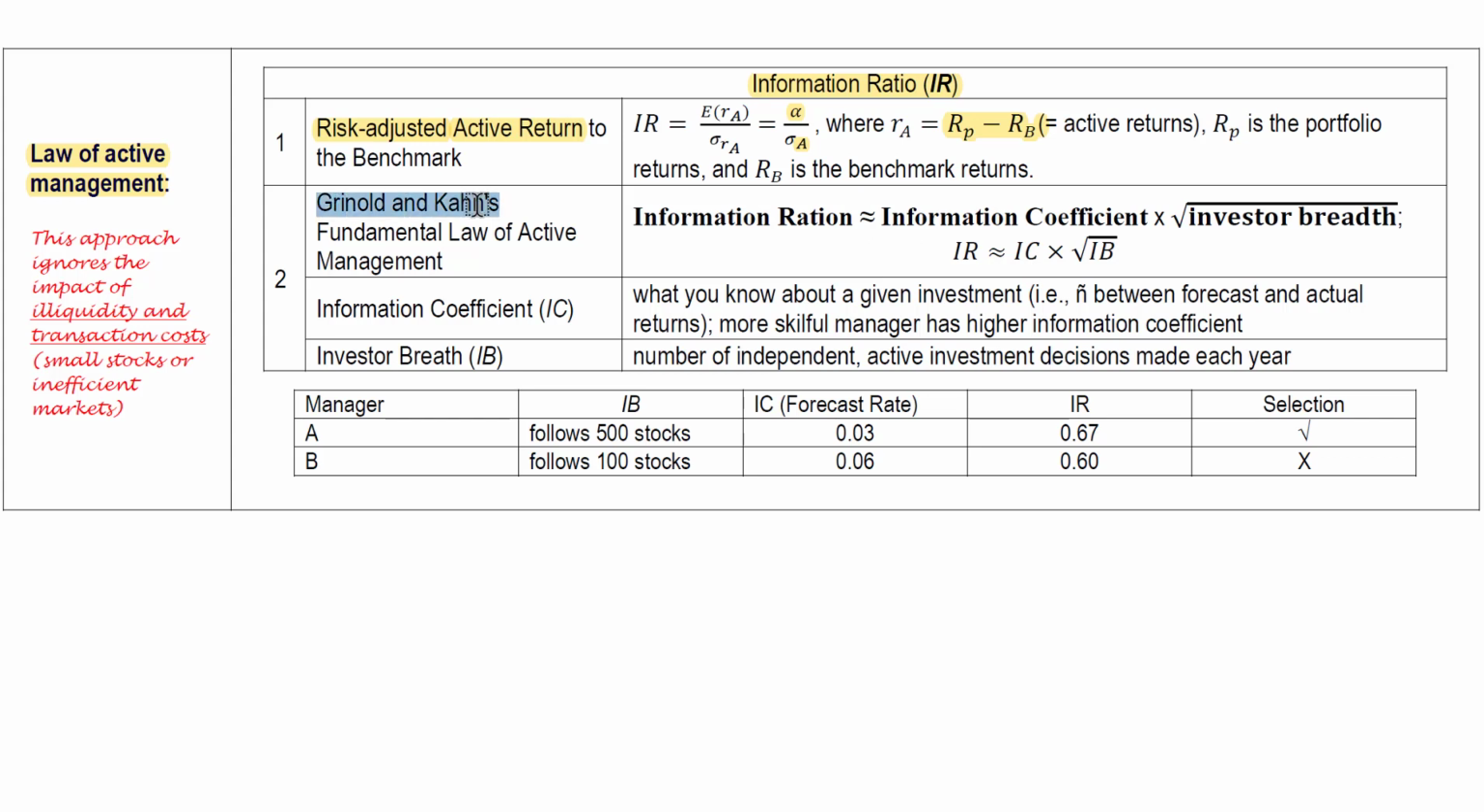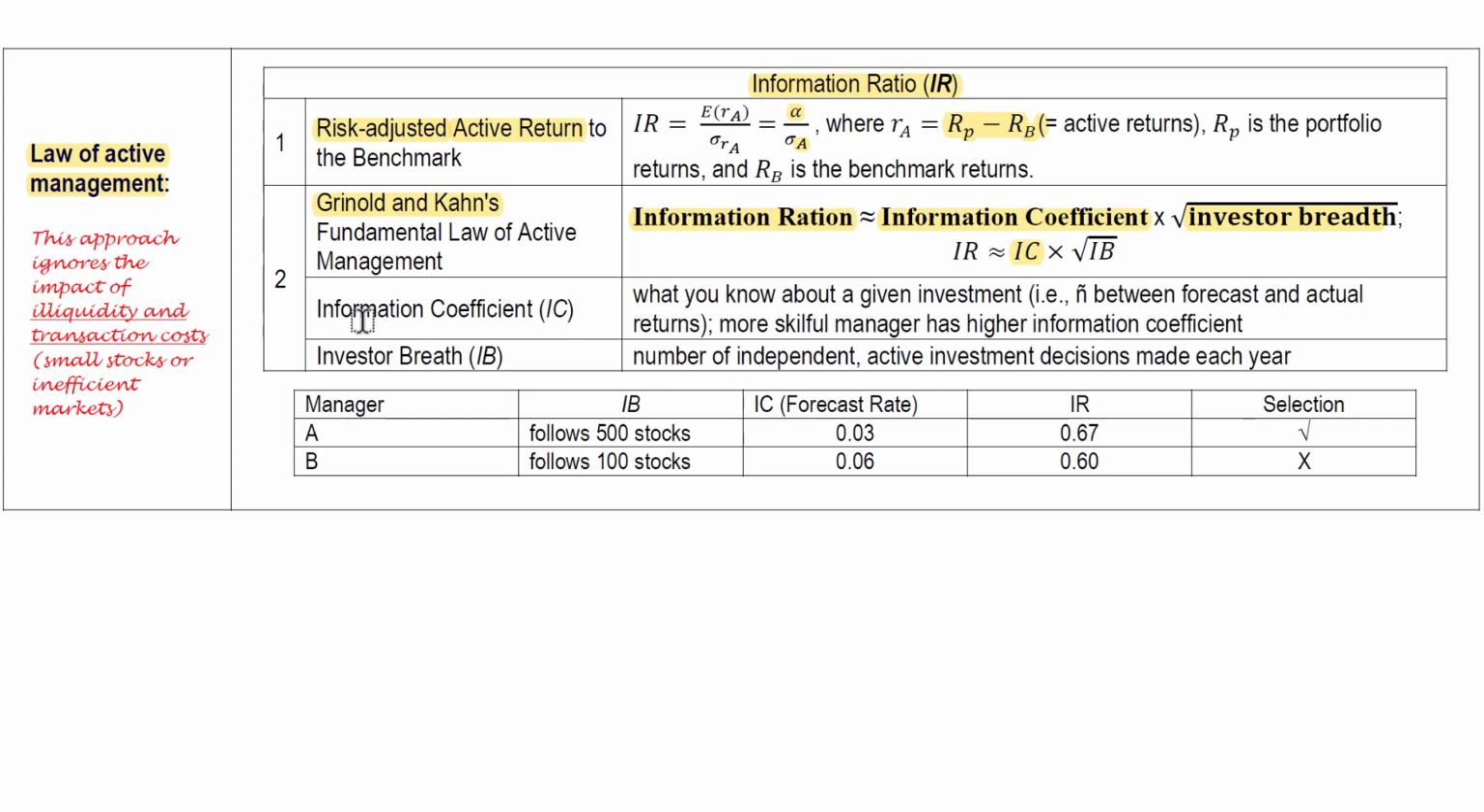The two researchers, Grinold and Kahn, have a mathematical derivation. They found that the information ratio is actually very interesting. It combines two important indicators. One is called the information coefficient, and then the other one is the investor breadth. The interesting one is this: the IC is indicating the predictability, the ability to predict the outcome.